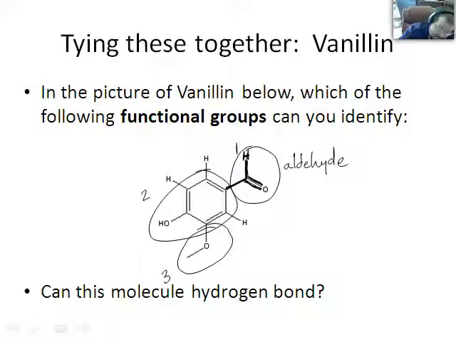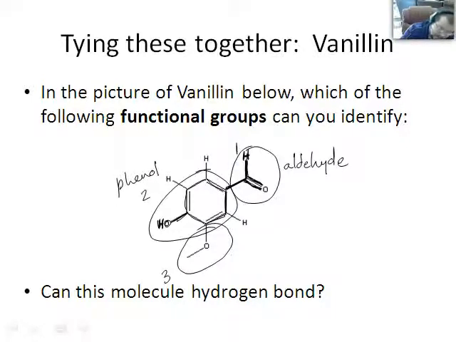Number 2, I've got a six-sided ring with alternating double bonds. And then I've also got an HO coming off of it. That's going to make number 2 a phenol.